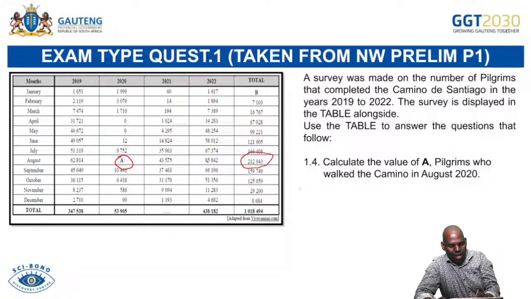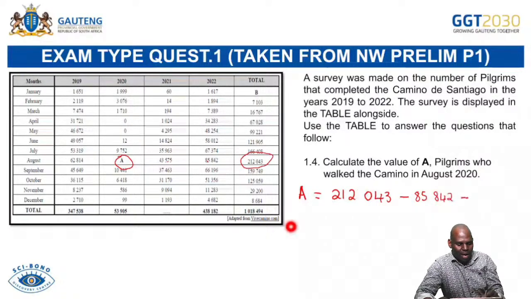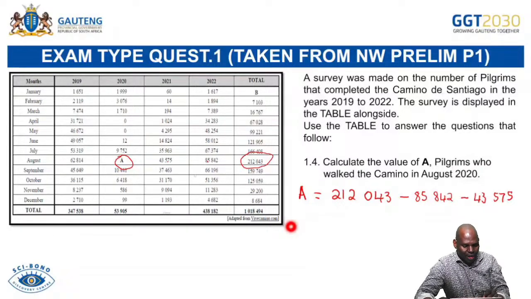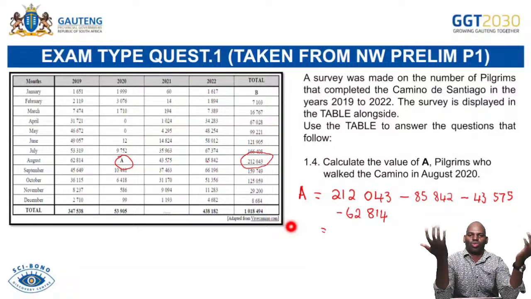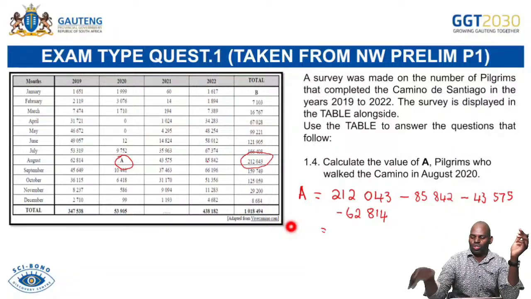So in this case, I'll just say the value of A is 212,043, and then I minus 85,842, and then I minus 43,575, and then I minus 62,814. Okay, so this is how we do it. It's very important to show the method. Very, very important, boys and girls, that you must always show the method.